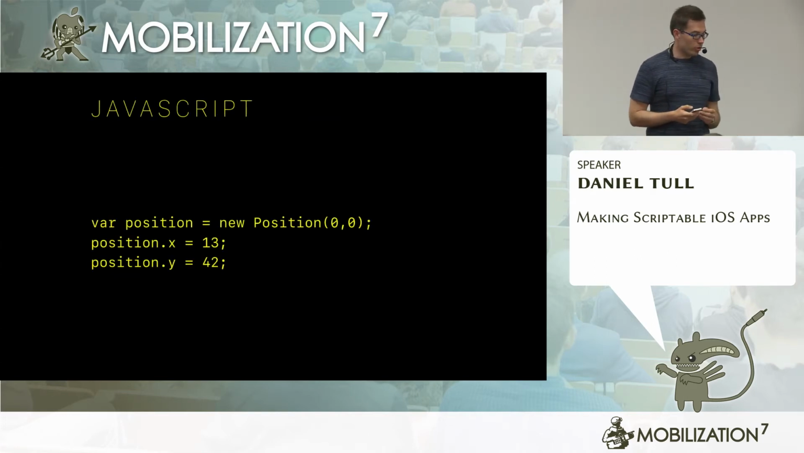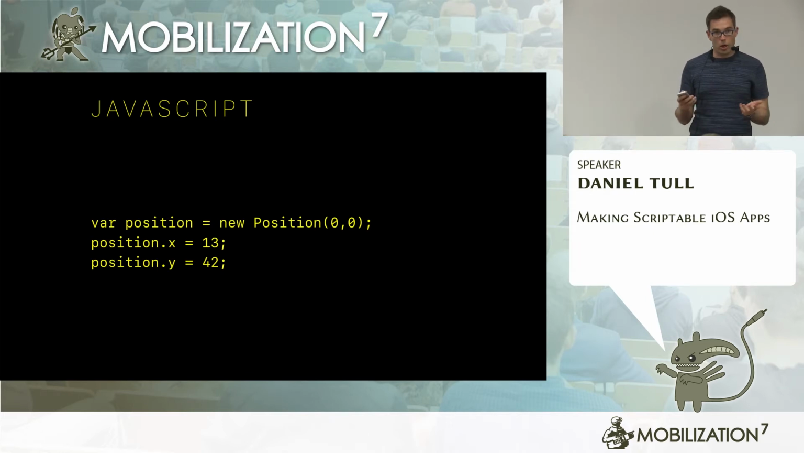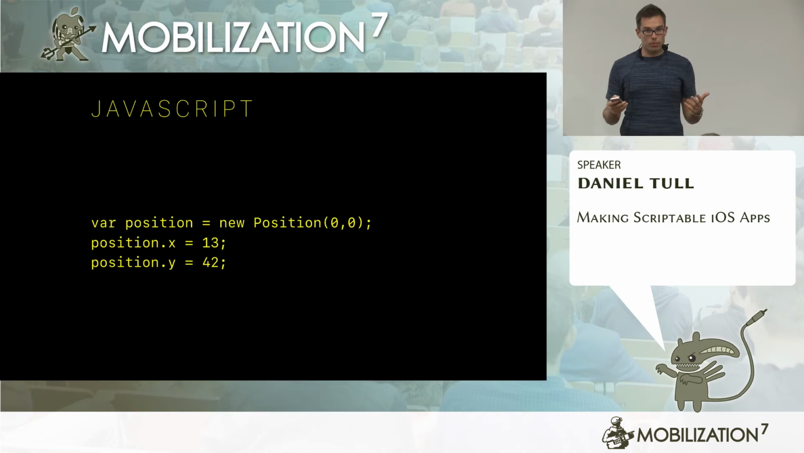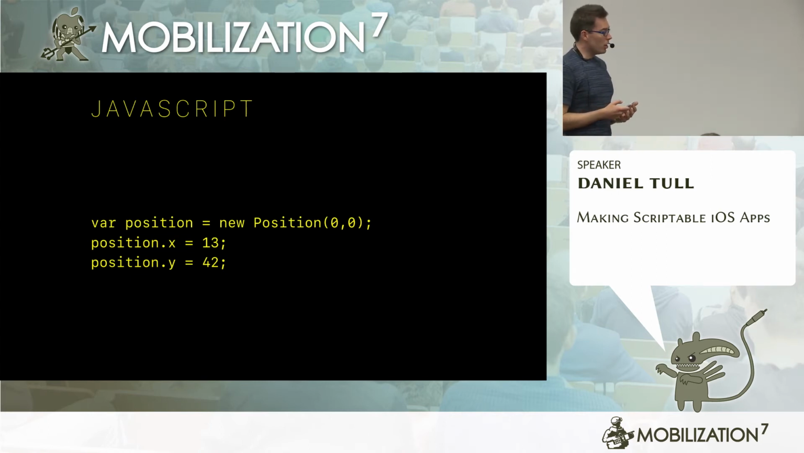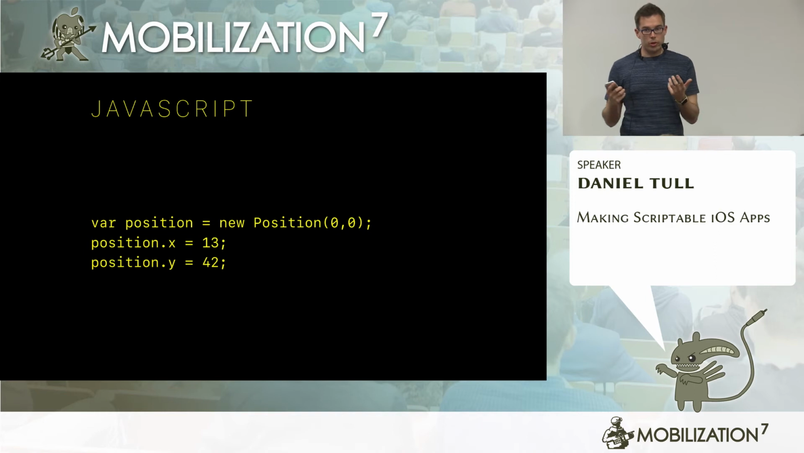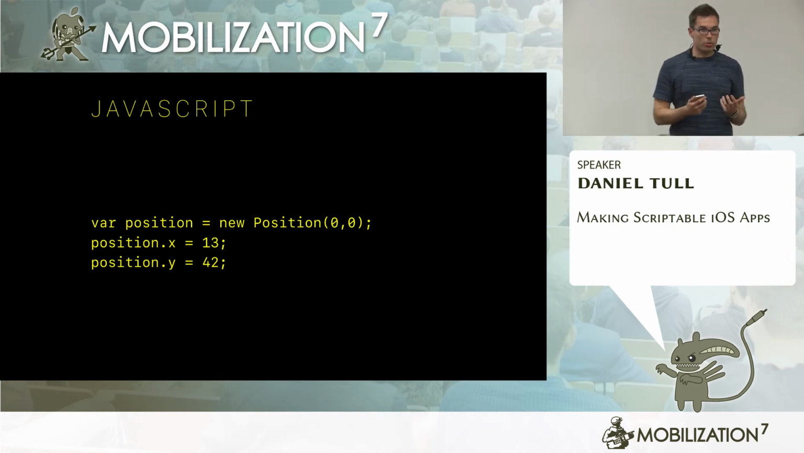So this is the kind of JavaScript that they could write. Create a new position at 0, 0, and then you could set an X and a Y on it if you wanted to, or do something more with it. And the idea is that you could build an application which gave all kinds of types and did very complex things with these, so that you could build up a library for users to actually use and interact with that data model in your app.